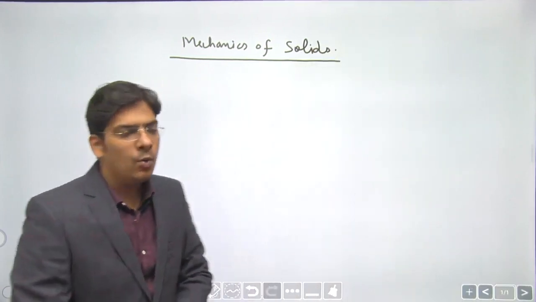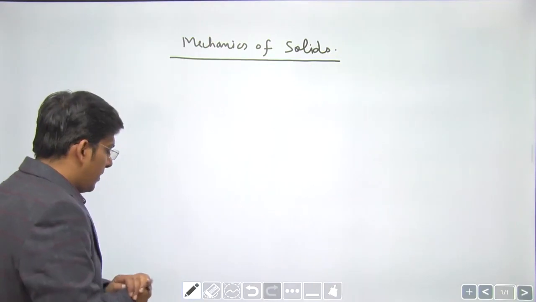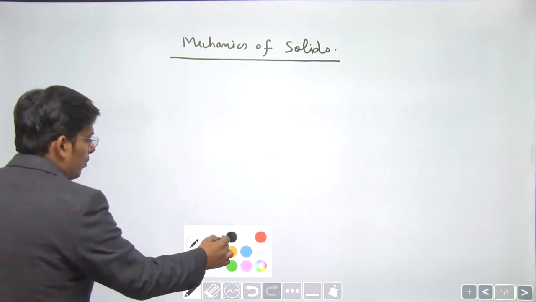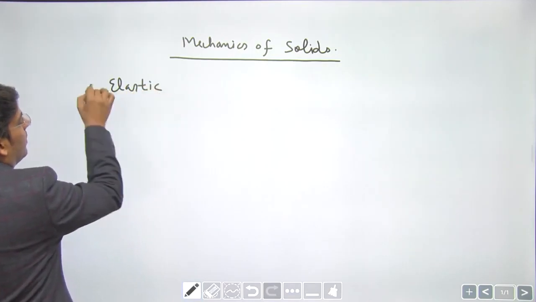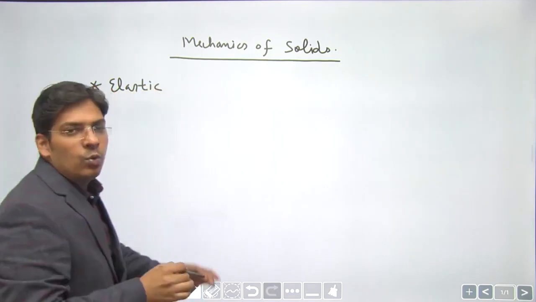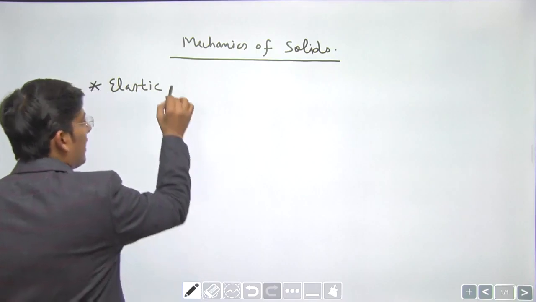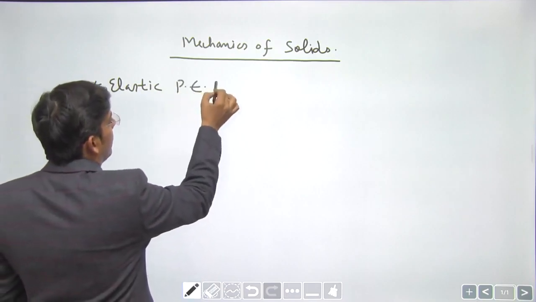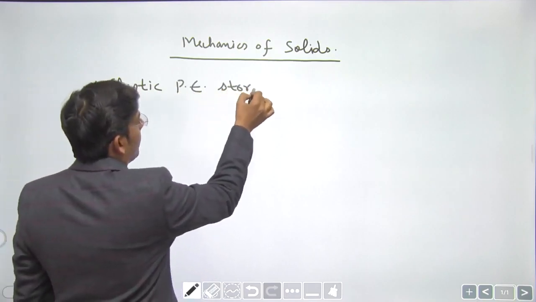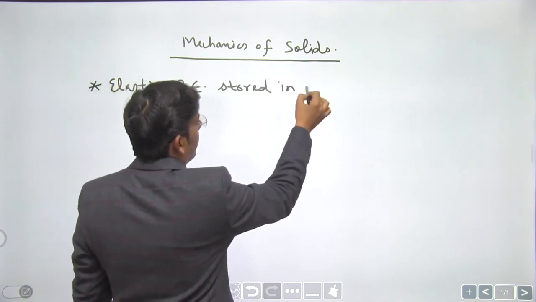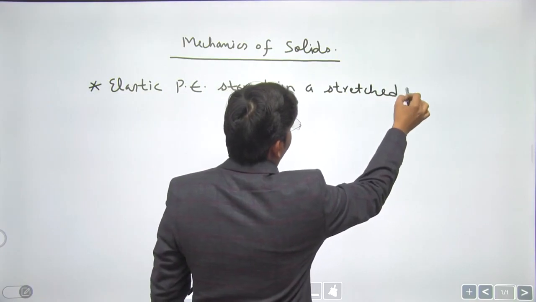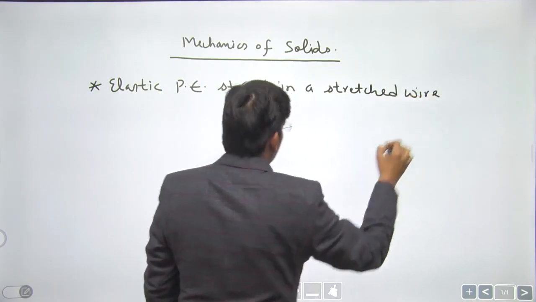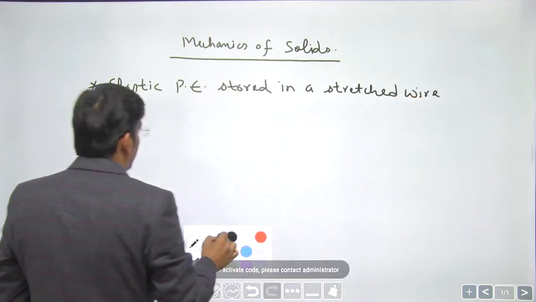Okay dear students, now let us start some basic concepts. So one is elastic potential energy stored in a stretched wire. Now after doing 10 problems, let us do some concepts. Elastic potential energy stored in a stretched wire.